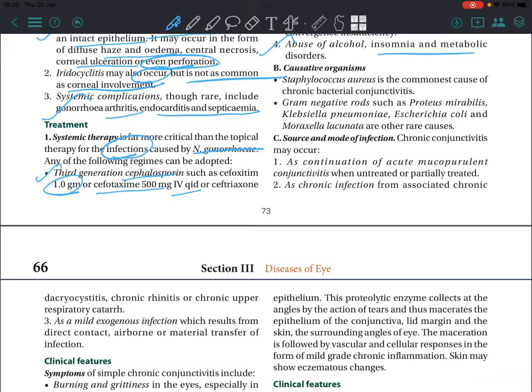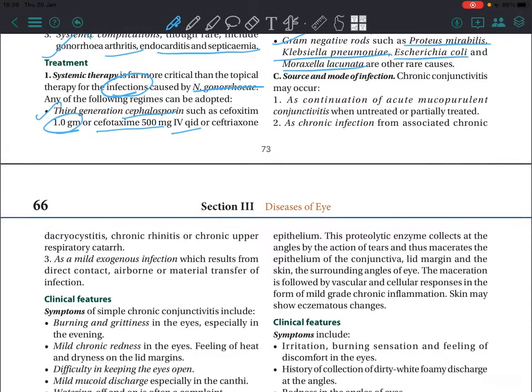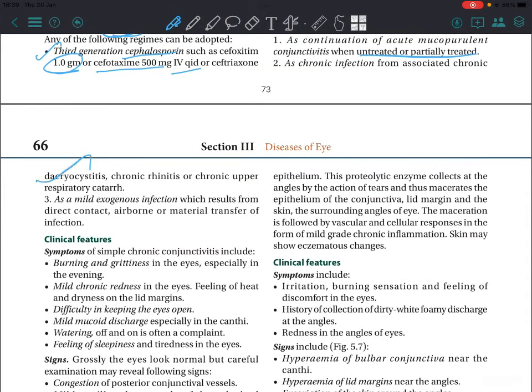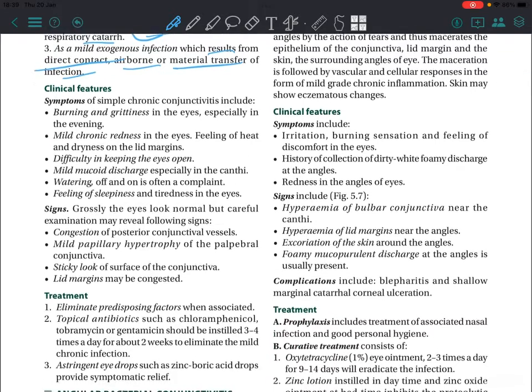Causative organisms: Staphylococcus aureus, gram-negative rods such as Proteus mirabilis, Klebsiella pneumoniae, E. coli, Moraxella lacunata, etc. Source and mode of infection: as a continuation of acute mucopurulent conjunctivitis when untreated or partially treated, as chronic infection from associated chronic dacryocystitis, chronic rhinitis, or chronic upper respiratory catarrh, as a mild exogenous infection which results from direct contact or airborne transfer of infection.